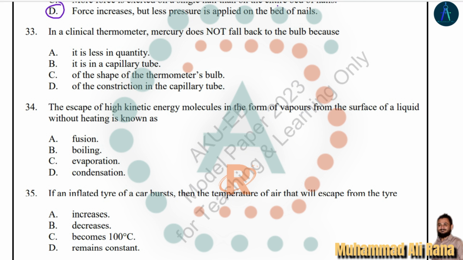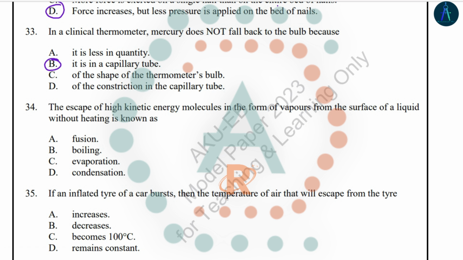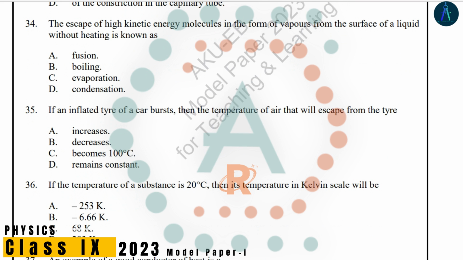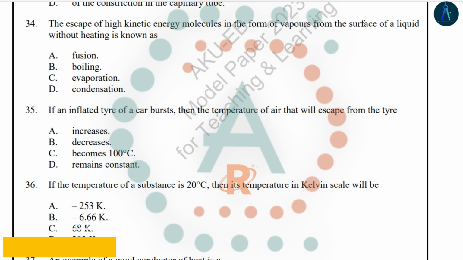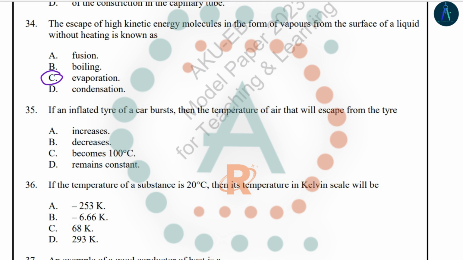In a clinical thermometer, mercury does not fall back to the bulb because of the capillary tube. Because the capillary tube is very thin, due to that effect, the mercury does not immediately fall into the bulb of the thermometer. The escape of high kinetic energy molecules in the form of vapors from the surface of the liquid without heating is known as evaporation.